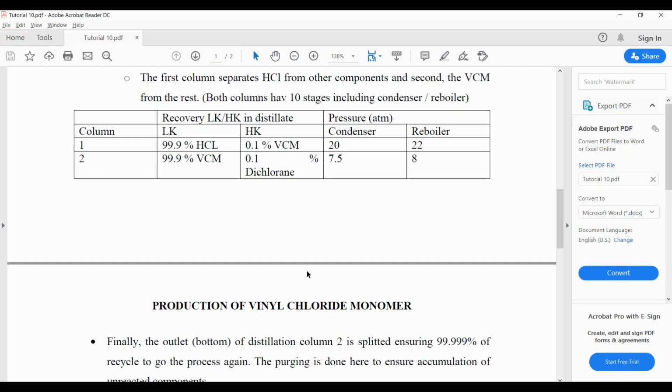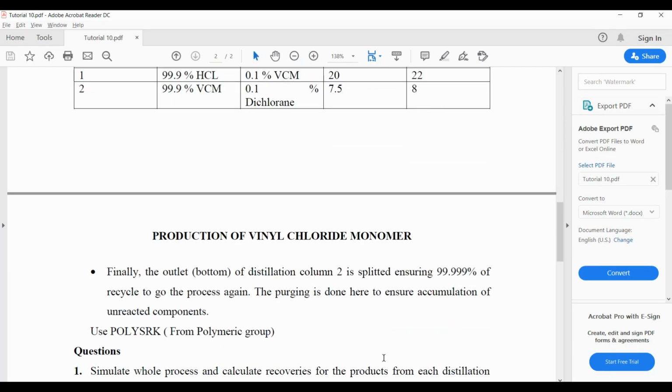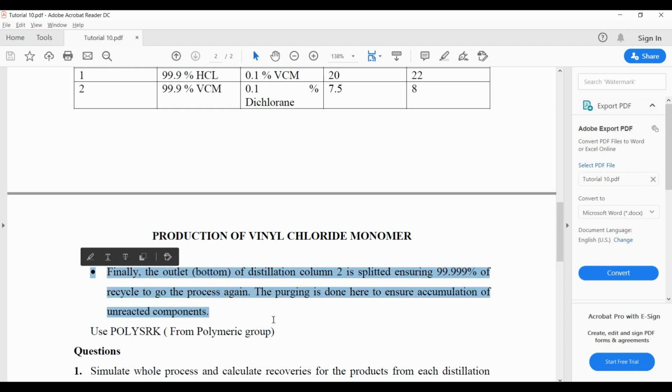Now the next thing is, finally the outlet of distillation column 2 is split. I mean the bottom is split, ensuring 99.999% of recycle going to the process again, and the purging is done here to ensure that the accumulation of unreacted component will not be there. So that is the aim of this final stage.